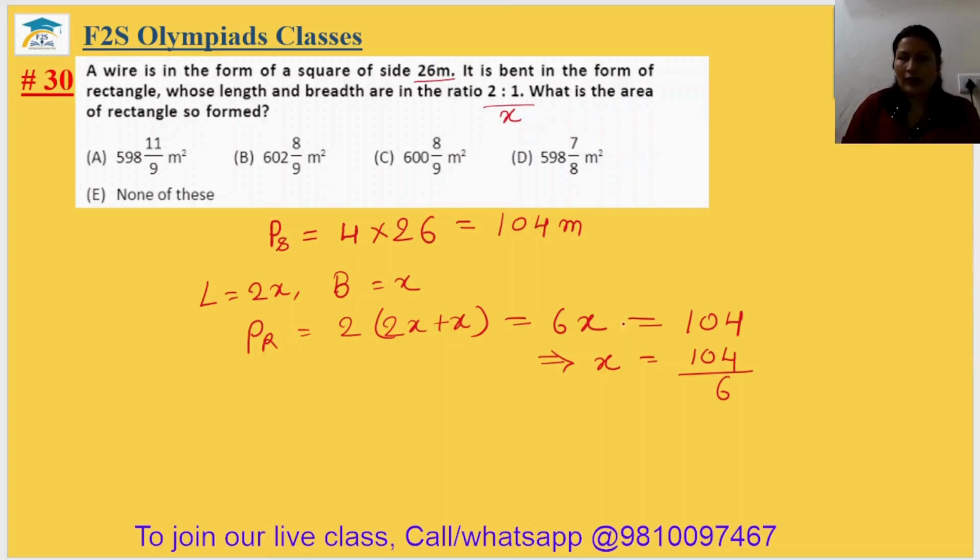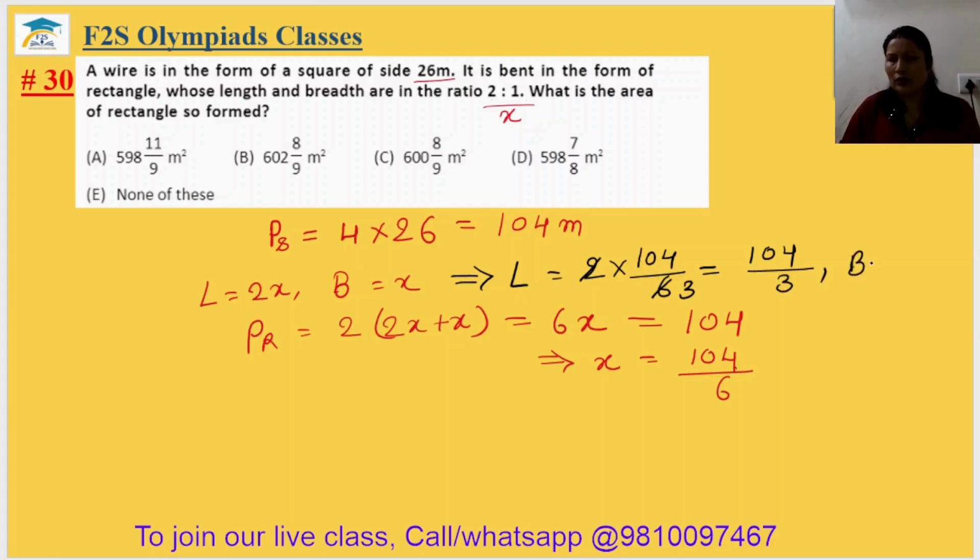Okay, x equals this, so L equals 2 into 104 by 6. So this implies, 2 threes are 6, so 104 by 3, and b is equal to x only, so that will be your 104 by 6. We have to find the area of the rectangle.